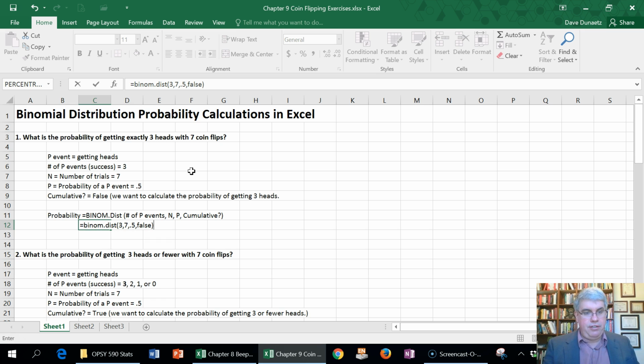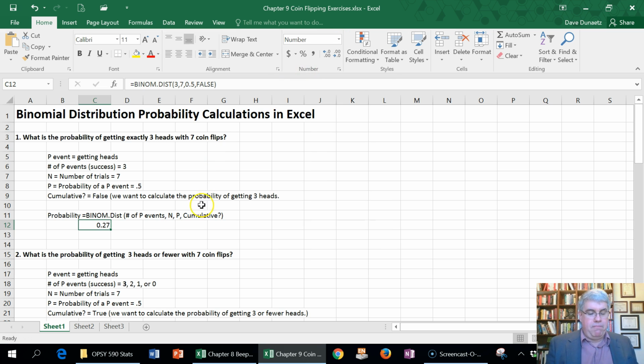And I press enter, and it gives a probability of 0.273438, and I can round that down. So it's about a probability of 0.27 of getting exactly 3 heads with 7 coin flips, which you would kind of expect. You'd expect on the average 3.5, so that's good.